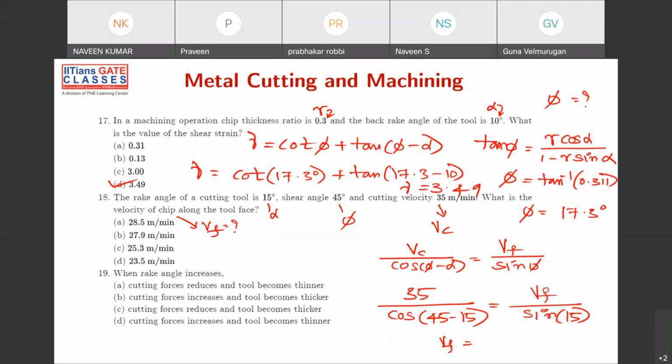How much are you getting? Rishikesh is getting 25.3. You are getting 25.3? Come on, I don't have a calculator. According to me, answer is B. Is it right or wrong? Calculation, guys, come on. Answer should be 27.9 something. Is it right or wrong? Tell me. I haven't done the calculation. I have the direct answer with me. Is it right?